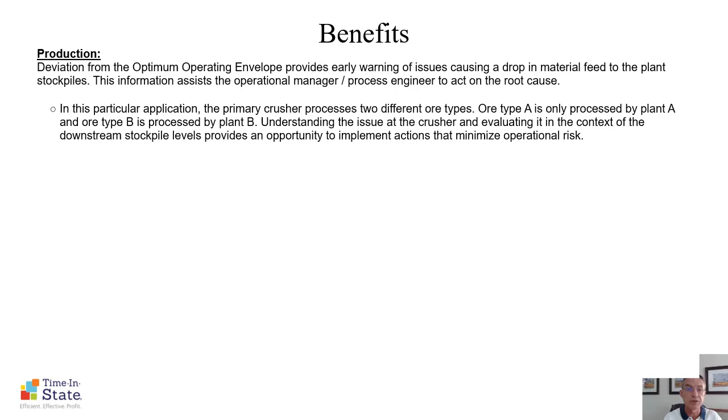In this particular application, the primary crusher processed two different types of ore, type A and B, where A is only processed on plant A, and ore type B is only processed on plant B. So these stockpiles are fed separately. Understanding the issue at the crusher can be evaluated in the context of the downstream stockpile levels. And it may prompt a change in ore type, a switch from A to B in terms of feed, or vice versa, all depending on the circumstances, and that at least sustains the production rate from the primary crusher.